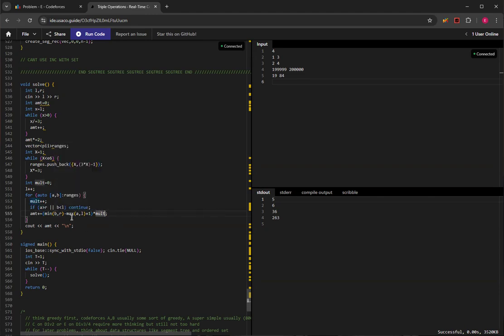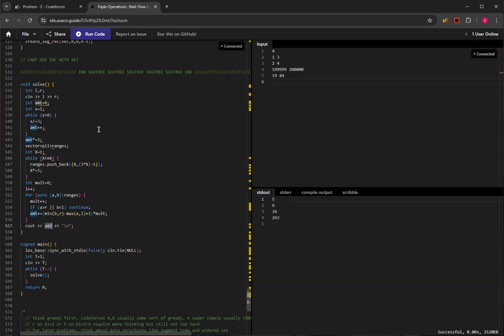Otherwise, you take the minimum of B and R, because if R is less than B, you don't want it to go all the way to the end of the range of B. So you do the minimum of B and R, subtract the maximum of A and L, same reasoning, and add 1 because it's inclusive, and then multiply it by the multiplier. The multiplier increases by 1 every time you get to the next range, so that's why it works like that. Then you keep adding it, and you just print out the amount.